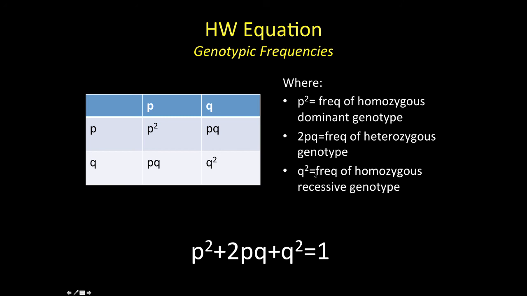And if you combine these 3 different options, we can get a Hardy-Weinberg equation for genotypic frequencies. P squared plus 2pq plus q squared has to equal 1. In other words, the frequency of homozygous dominant individuals plus the frequency of heterozygous individuals plus the frequency of homozygous recessive individuals has to add up to 1.